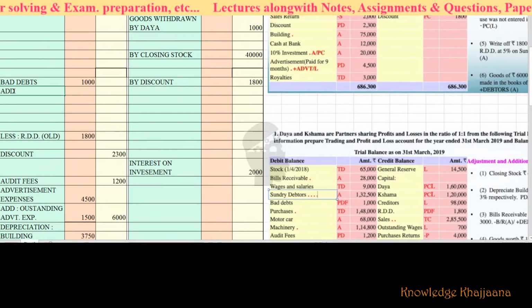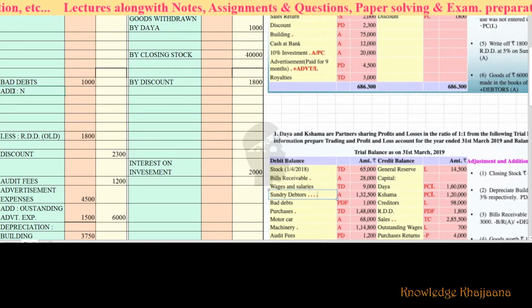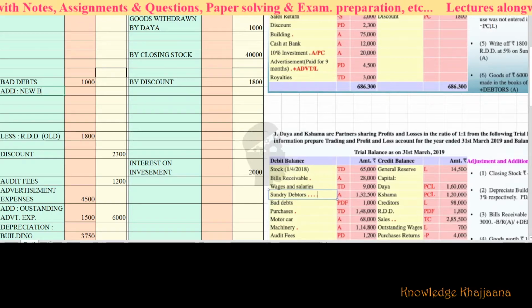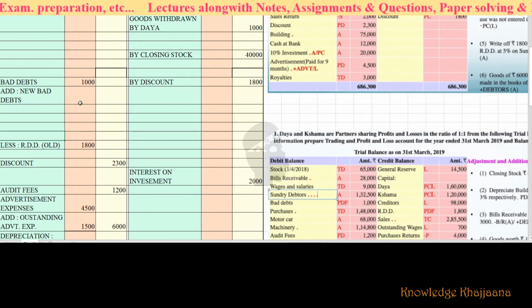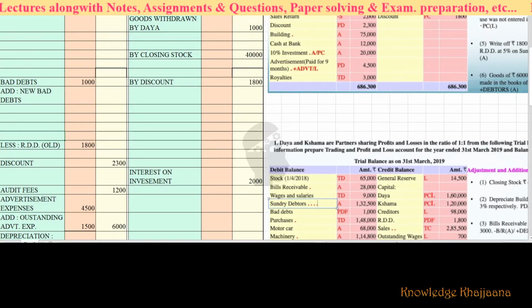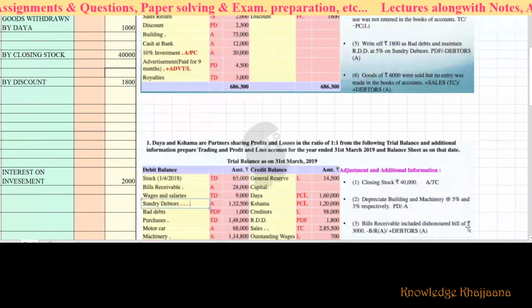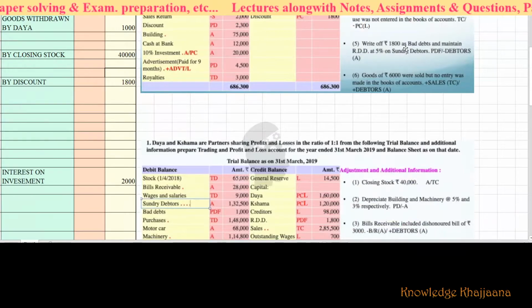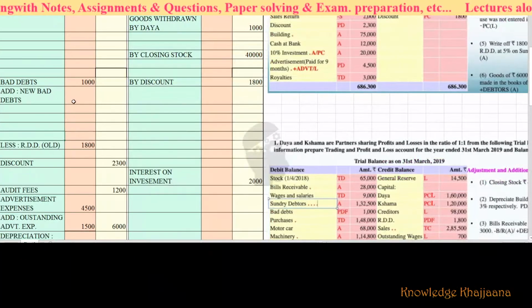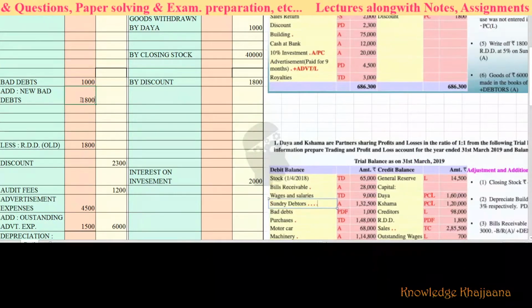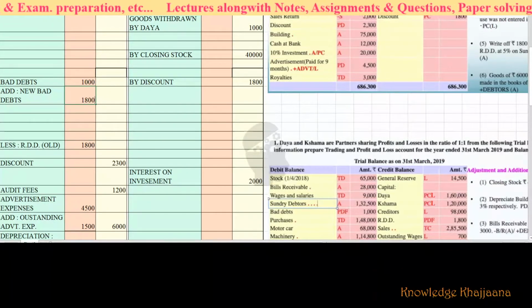Add new bad debts. Write off means deduct. What is meant by write off? Deduct. Deduct that much amount of bad debts. What is the amount of bad debts? Write off rupees 1,800 as bad debts. These are the new bad debts. Okay, so we have to write off them.